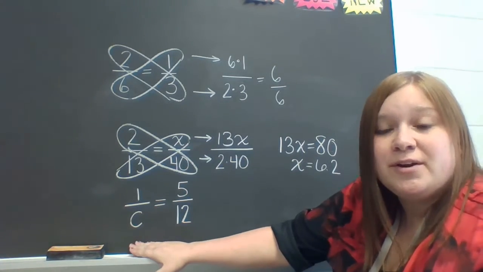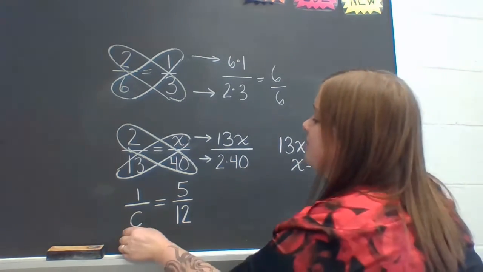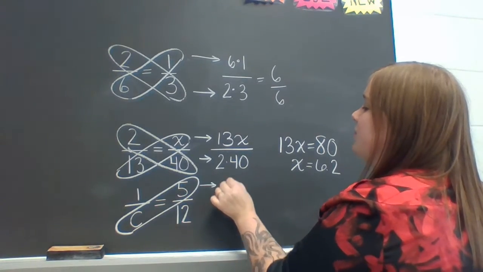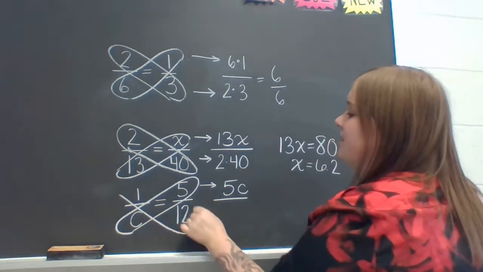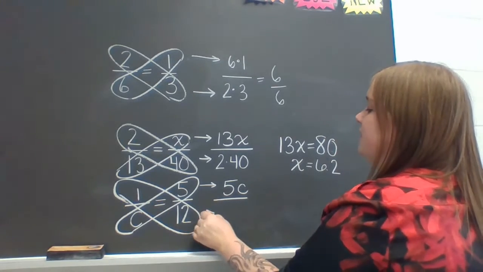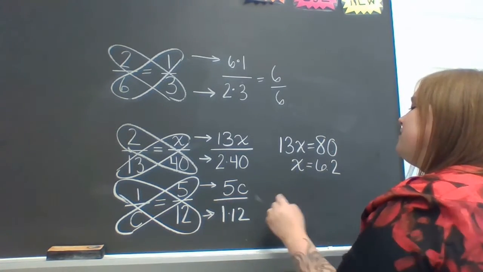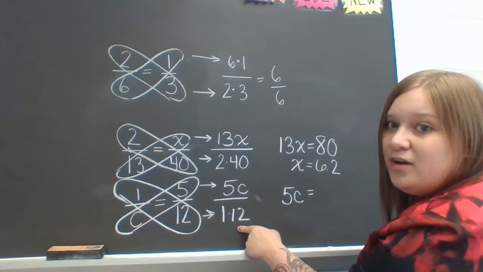Sometimes the variable is going to be on the bottom. We do the same thing. Use your cross products. So cross over. The c and the 5 will be multiplied to make 5c. The 1 and the 12 will cross over to be multiplied. And we know that these should be equal. So 5c is equal to 1 times 12, which is 12.